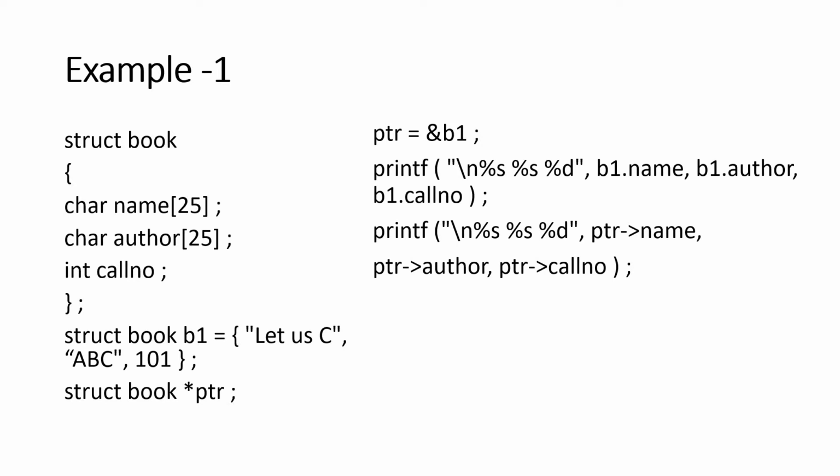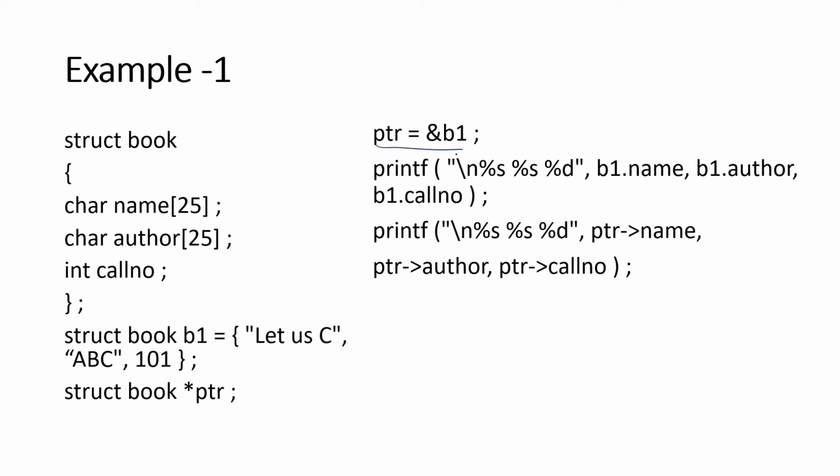So here my first example is using the book. The book contains a character name, that is the author name, the book name, and the call number. So here I am declaring the book variable called B1, and I am initializing the book variable B1 to, let us see, ABC 101, and I am declaring another pointer variable called pointer.